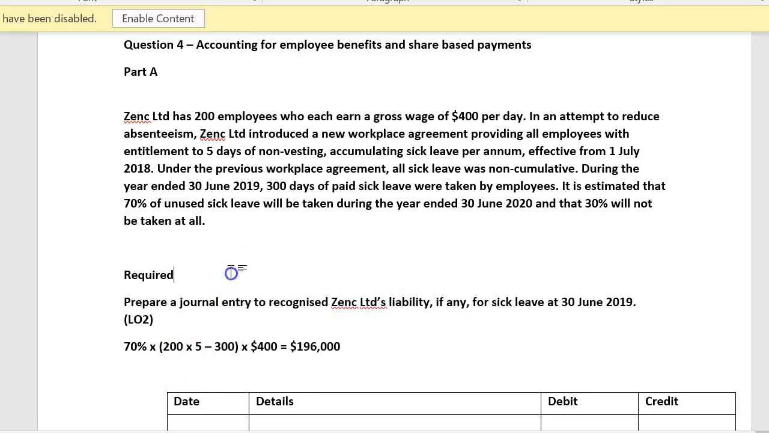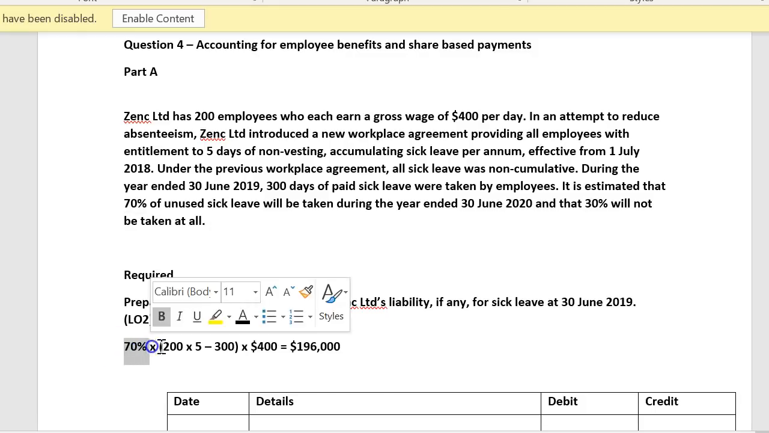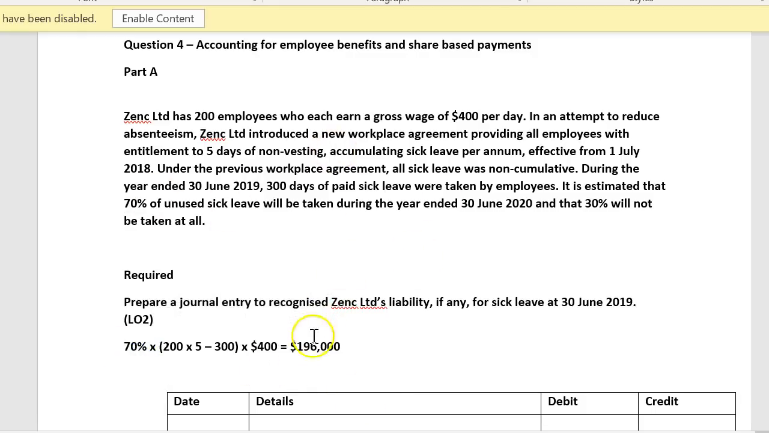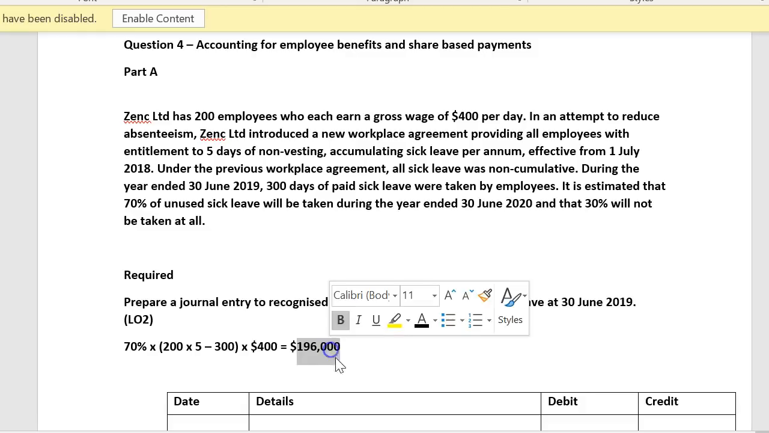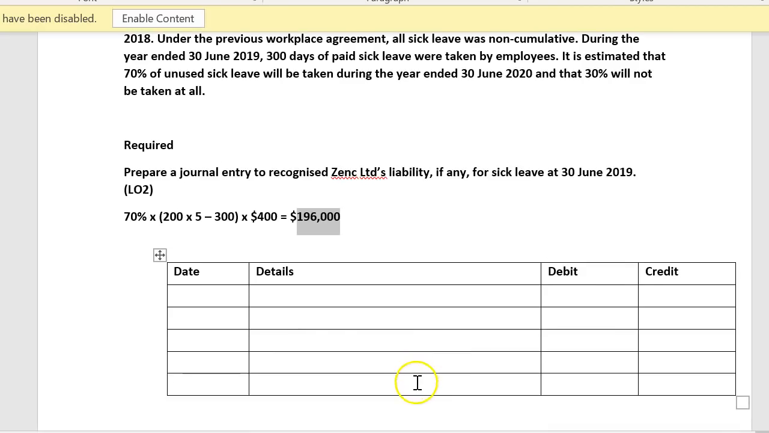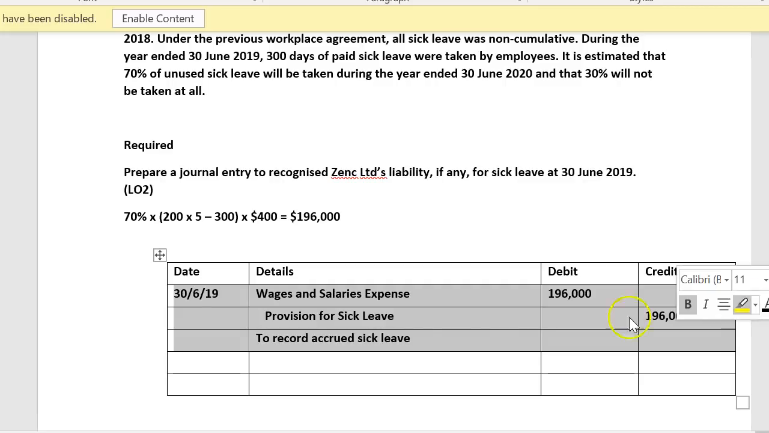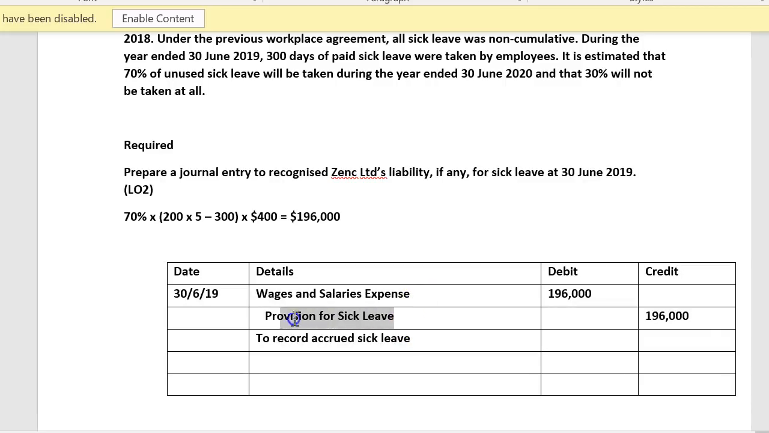Now, what percentage of them will take the unused sick leave? 70%. 700 times 70%. And each gets paid $400 a day. There you go. Now, that gives you the sick leave expense, which is 196,000. All we need to do is just record this in the general journal. Now, this part of wages and salaries: you debit wages and salaries expense and you credit provision for sick leave, 196,000. That's what we have.